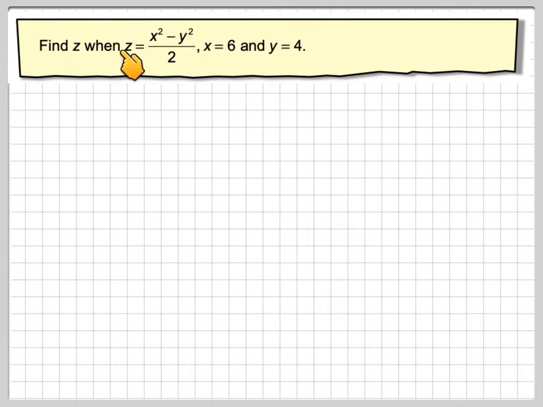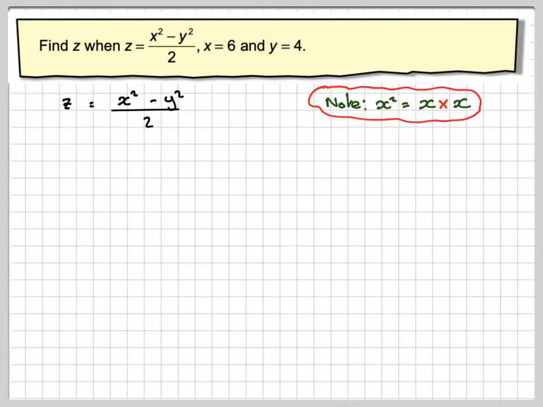Find z when z is equal to x squared minus y squared, over 2, and x is equal to 6 and y is equal to 4. So this is a bit more difficult substitution problem. What we've got to realise is that x squared actually means x times x, not 2x. It's x times itself.